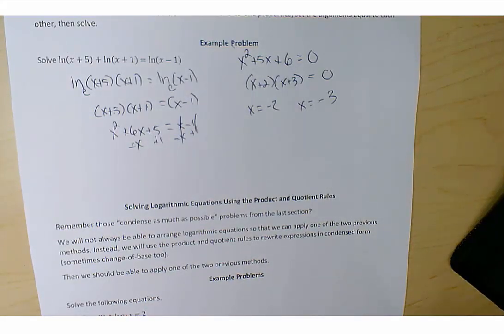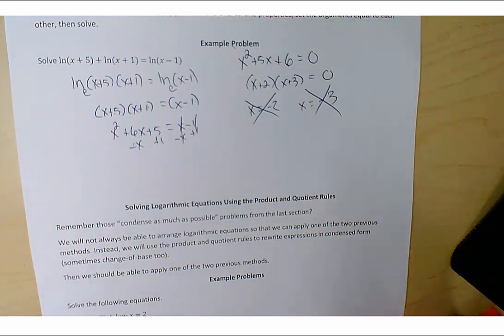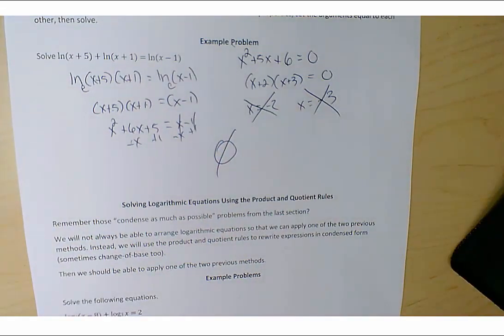Now, typically that would be okay in a regular quadratic equation, but we're solving a logarithmic equation where we cannot have negatives for our solutions. That means both of our solutions do not work out because, again, they cannot equal negative numbers, which means this is a no solution.